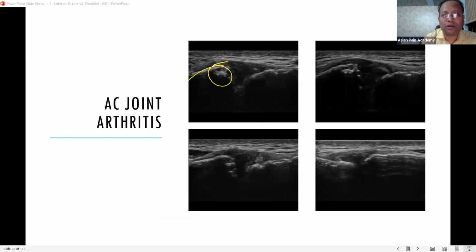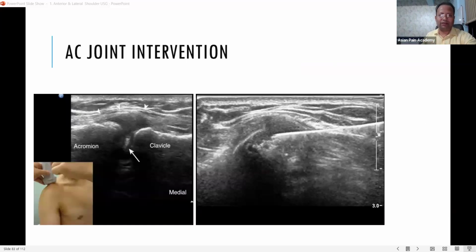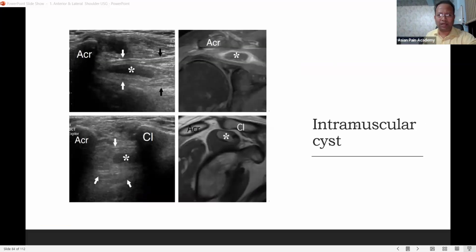You will see swelling of the joint area. I mean, the joint capsule will be taking a bit more space, and you can see that effusion is there inside the joint. So osteophytes and effusion will be there. For AC joint intervention, you can go out of plane, and you can go in plane also.